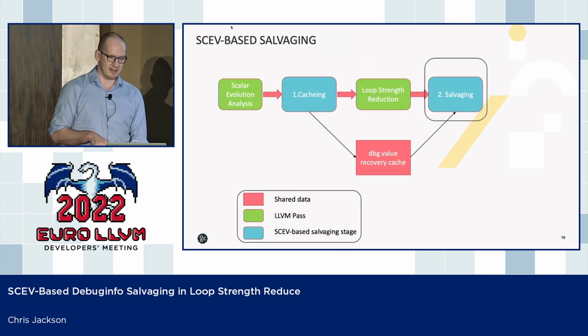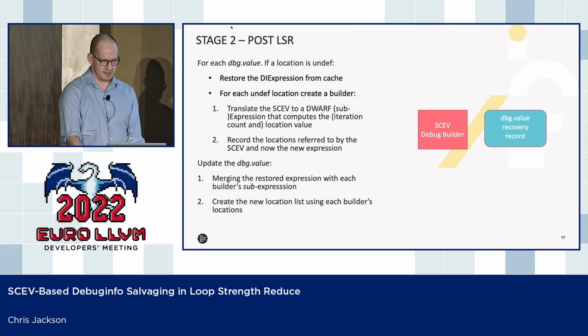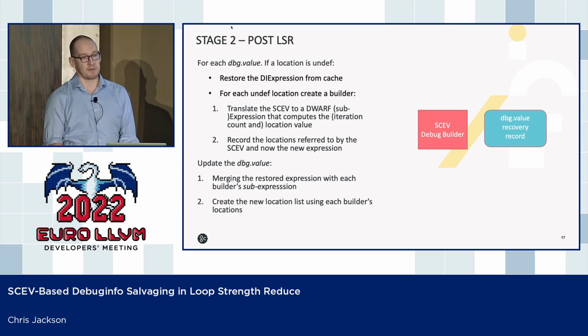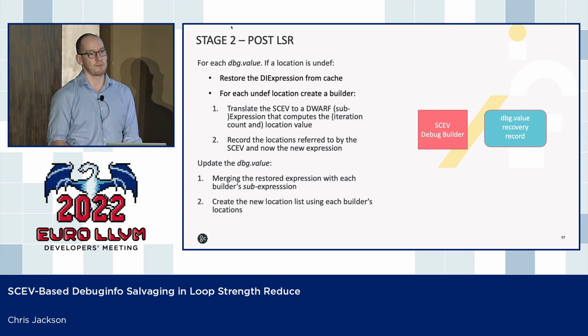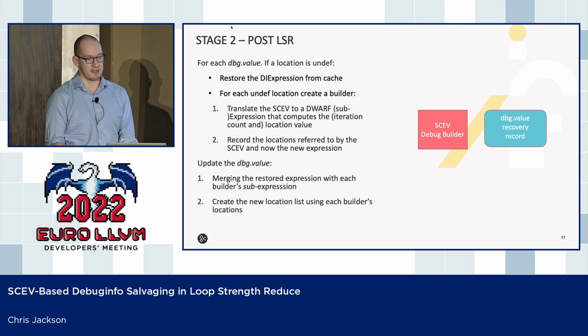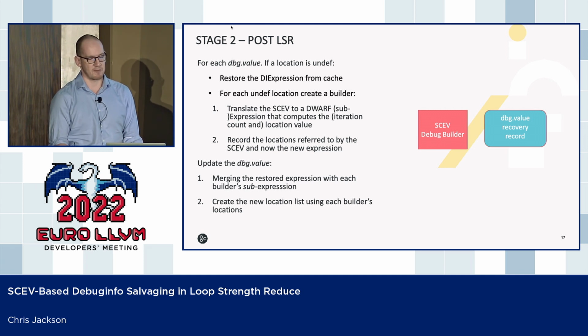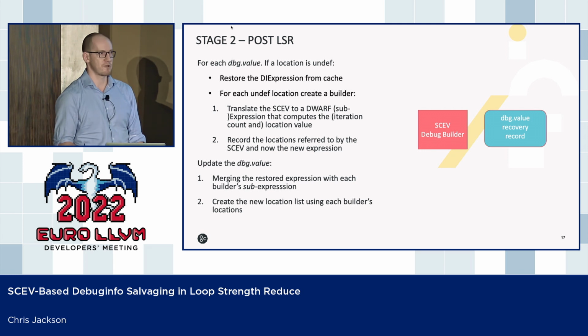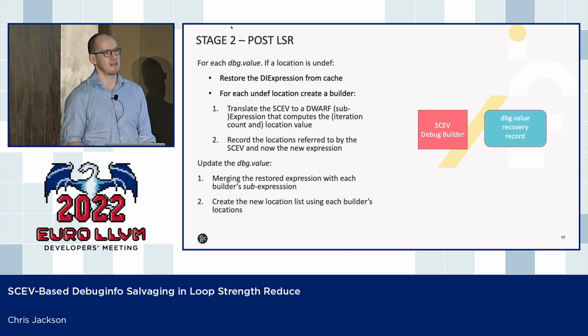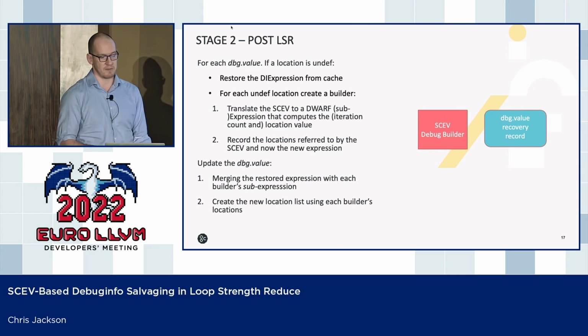So finally, after LSR, is the actual salvaging step. For each debug.value that contains one or more undef locations, we'll try and restore the DWARF expression. This is necessary because, as I mentioned, LSR can sometimes modify the expression itself in an unsuccessful salvaging attempt. So the expression is restored to a last known good state, matching that pre-LSR, and we'll try and compute the values of the locations that have been optimized out that match that expression.